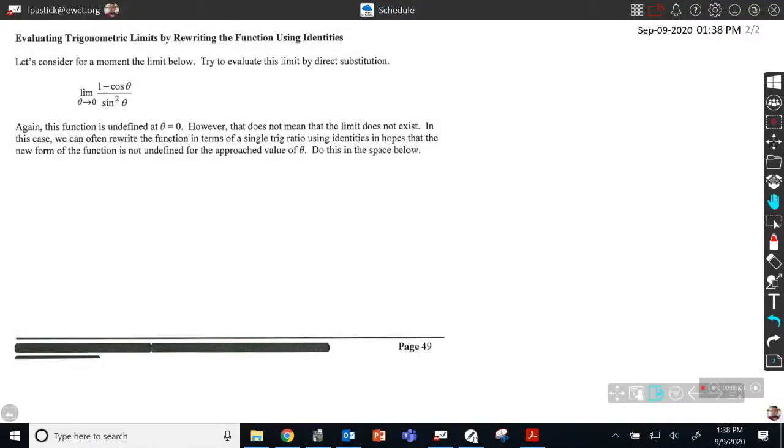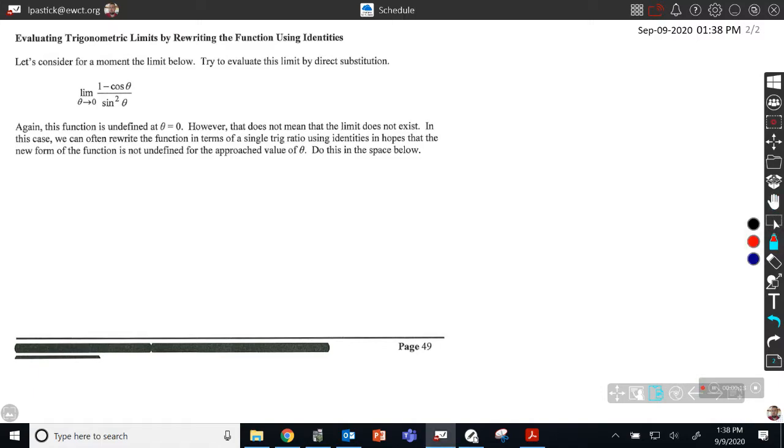What's happening, everybody? So here we are talking about evaluating trigonometric limits by rewriting the function using identities. And we are at the bottom of page 49 for this example. And it says to consider trying to evaluate this limit.